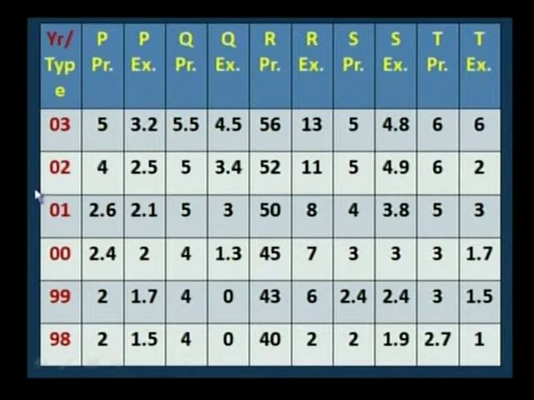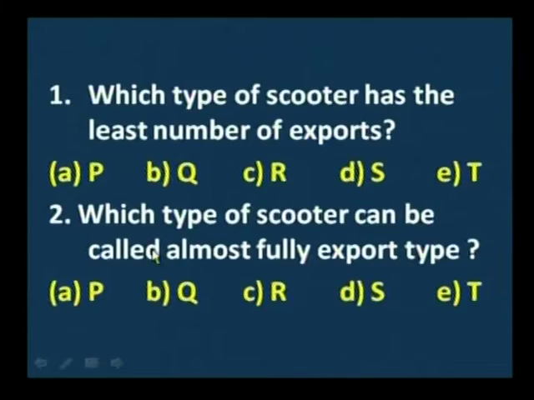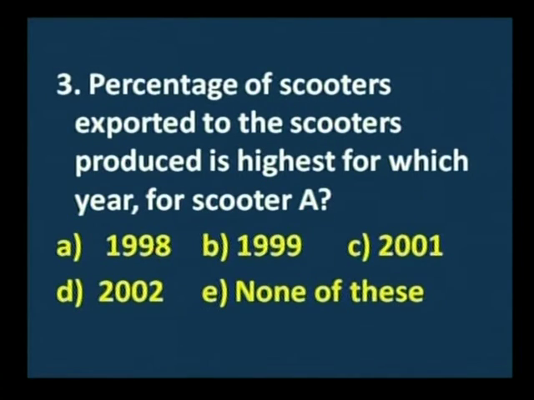Then the answer would be 2002. That is how you are going to compute. So, you take the ratios exported to produced for every year for only type P scooter, and among these ratios you identify the maximum value, that gives you the corresponding year, which gives you the answer.